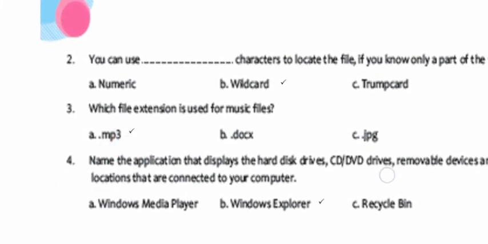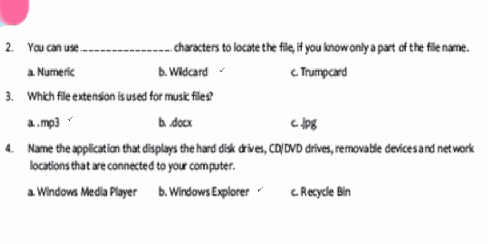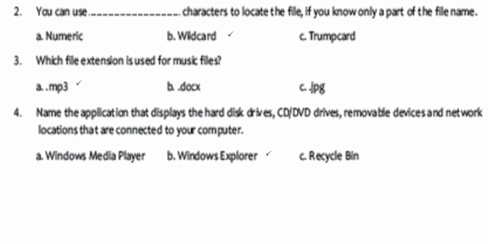Question number 4. Name the application that displays the hard disk drives, CD drives, removable devices and network locations that are connected to your computer. Option A is Windows Media Player, option B is Windows Explorer, and option C is Recycle Bin. So correct option is B, Windows Explorer.